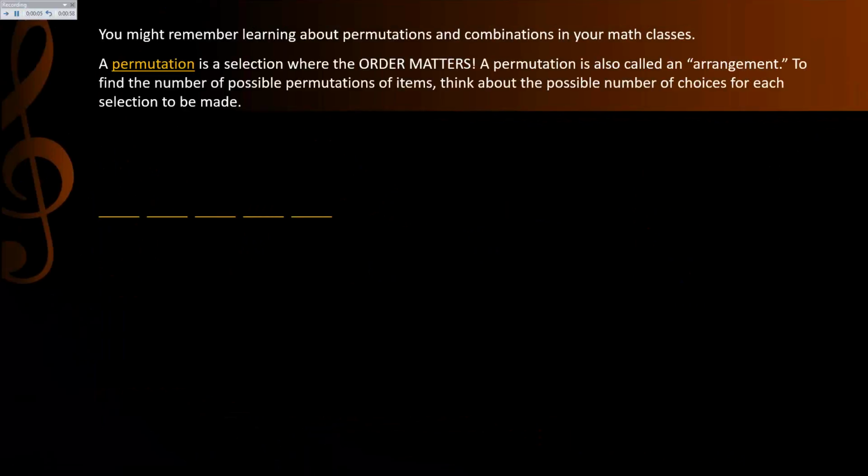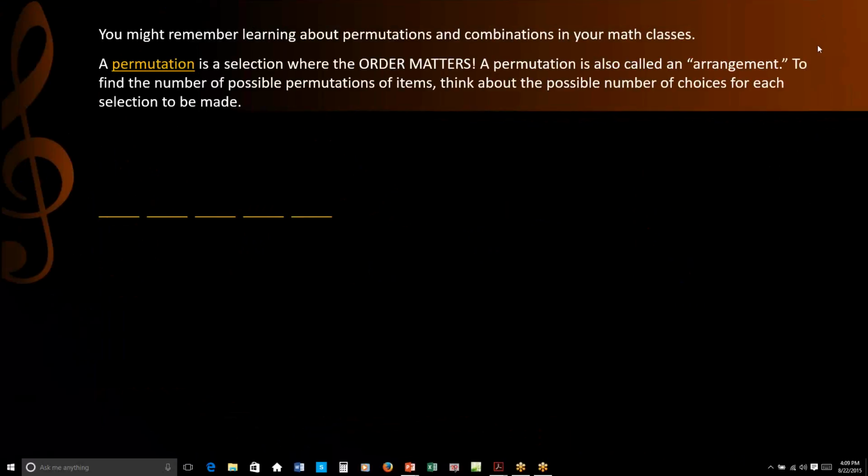You might remember learning about permutations and combinations in your math classes. A permutation is a selection where the order matters. A permutation is also called an arrangement. To find the number of possible permutations of items, think about the possible number of choices for each selection to be made.